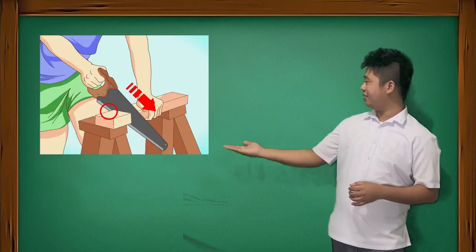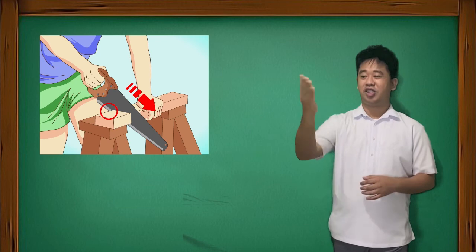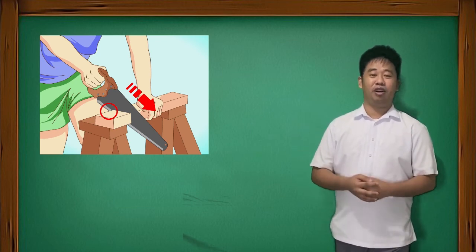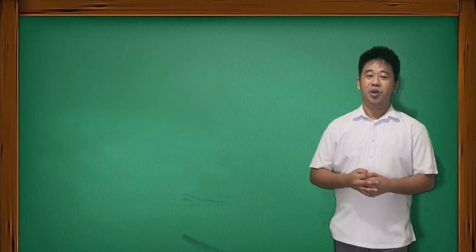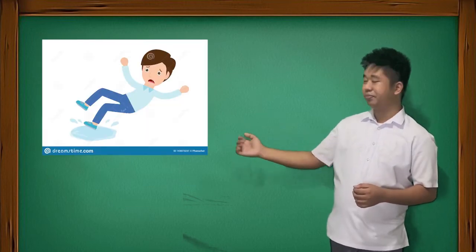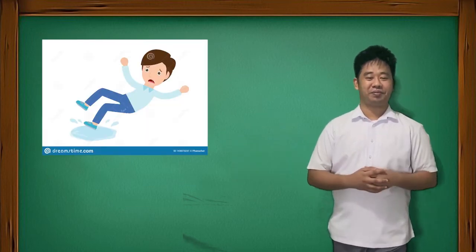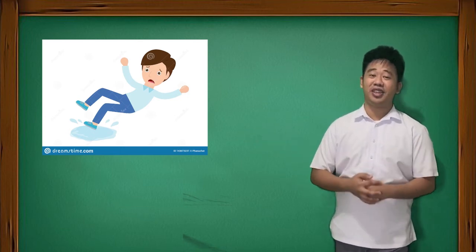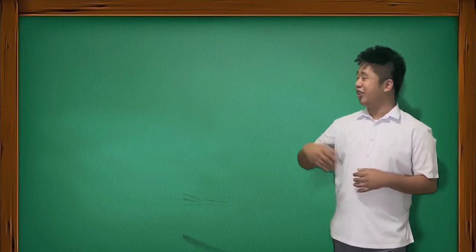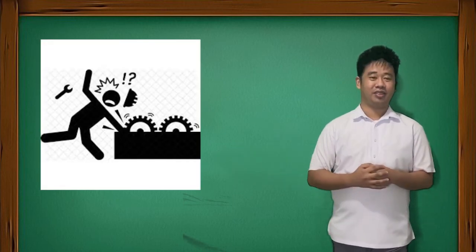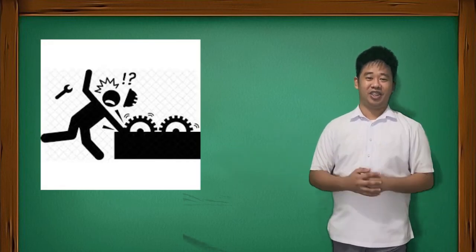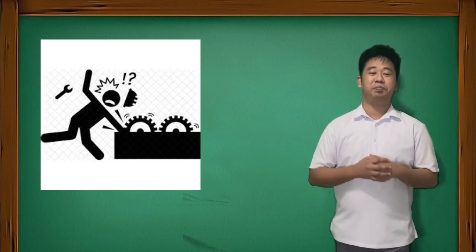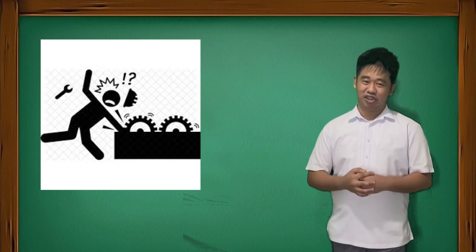What about number 8? Yes, Jasmine? Very good. It is an example of ergonomic hazard. What about the number 9 picture? Yes, MK. Great. This one is an example of safety hazard. What about the last one? Yes, Christian. Very good. The last one is an example of safety hazard.